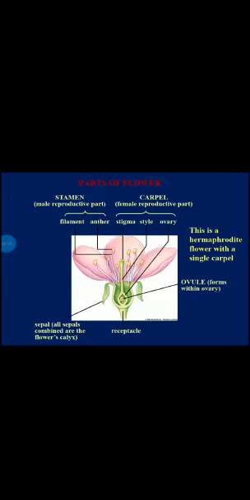The present slide shows a picture of a flower which consists of sepal, petal, stamen and carpel. Stamen and carpel, these are two important parts of a flower, which is male and female reproductive organ. It is otherwise called as androecium and gynoecium. The present flower is a hermaphrodite because it consists of both male and female reproductive organs and it has only one carpel.